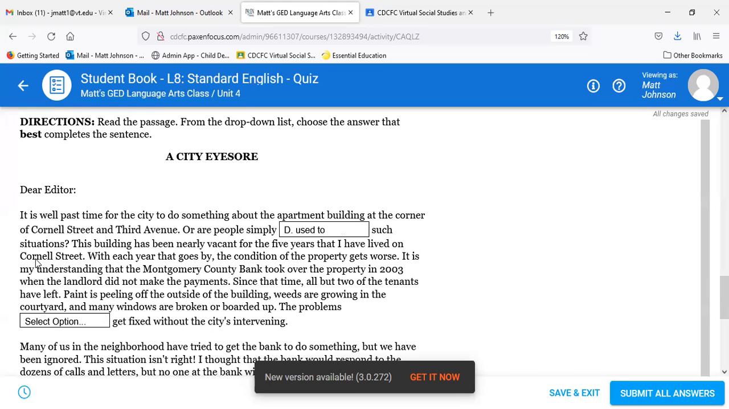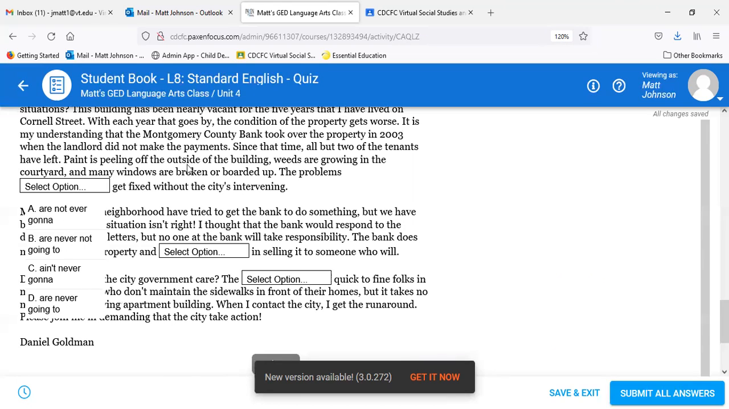So this building has been nearly vacant for the 5 years that I have lived on Cornell Street. With each year that goes by, the condition of the property gets worse. It is my understanding that the Montgomery County Bank took over the property in 2003 when the landlord did not make the payments. Since that time, all but two of the tenants have left. Paint is peeling off the outside of the building, weeds are growing in the courtyard, and many windows are broken or boarded up. The problems blank get fixed without the city's intervening.